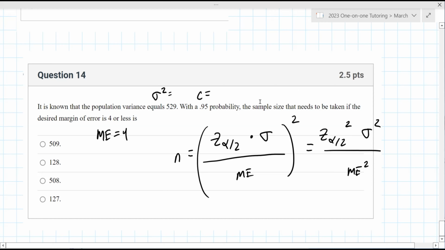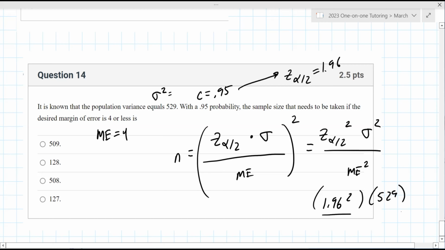The Z alpha over 2, similar to how we did earlier, is 1.96. Margin of error is 4. C is 0.95, and the Z of alpha over 2 that this comes from is 1.96. So it's 1.96 squared times 529 divided by 4 squared.